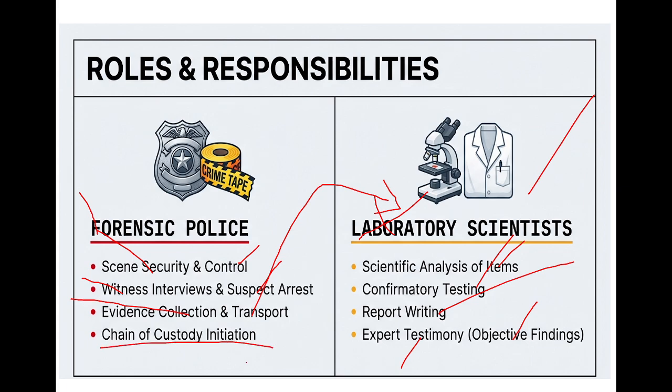What they do, they start or initiate the chain of custody. So chain of custody is actually shared between both of us, between the police and us as laboratory scientists. They collect evidence, they sign it, date it, and everything, like we've done before. Then they will send it to us, and we will carry on doing the chain of custody because it's a very important aspect.